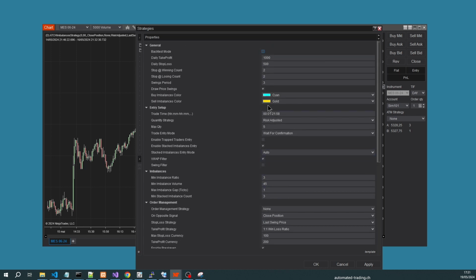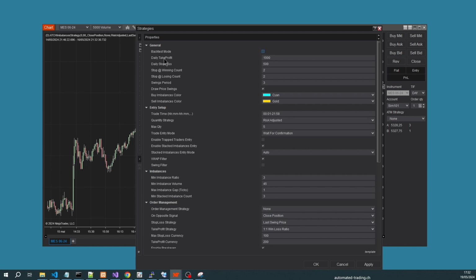So this mode, the unchecked mode, is for going live. So if you go live on your Apex or Earn to Trade account, you should not check this, or you will have historical trades, and you don't need to open historical trades on live mode. So this checkbox is for testing and historical mode trades, and you should uncheck it for going live.